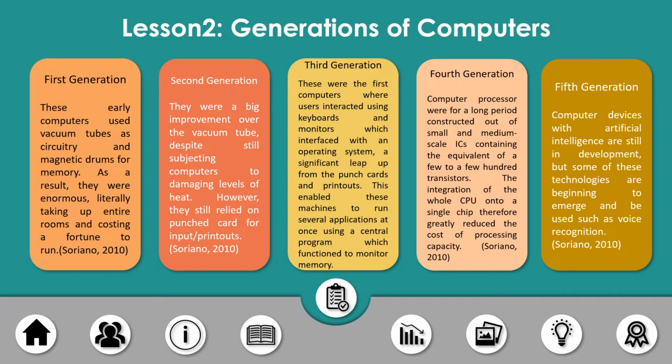Then for lesson 2, we have the generations of computers. So there are 5 generations for computers. For the first generation, these are early computers. They use vacuum tubes as circuitry and magnetic drums for memory. And as a result, they were enormous, large, literally taking up entire rooms and costing a fortune to run.